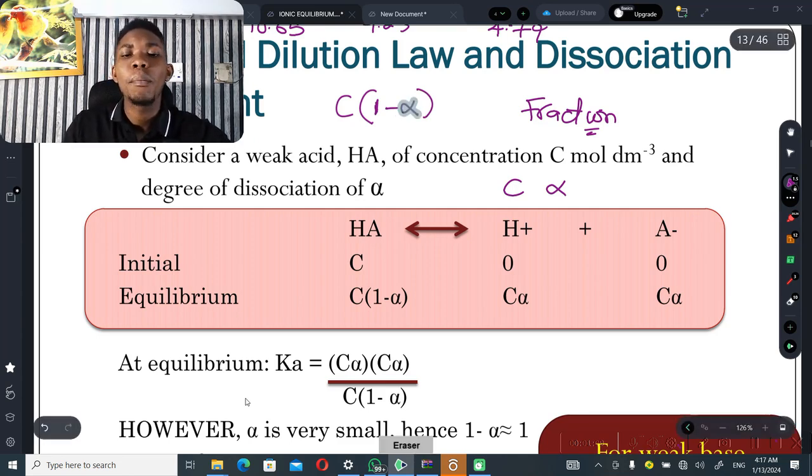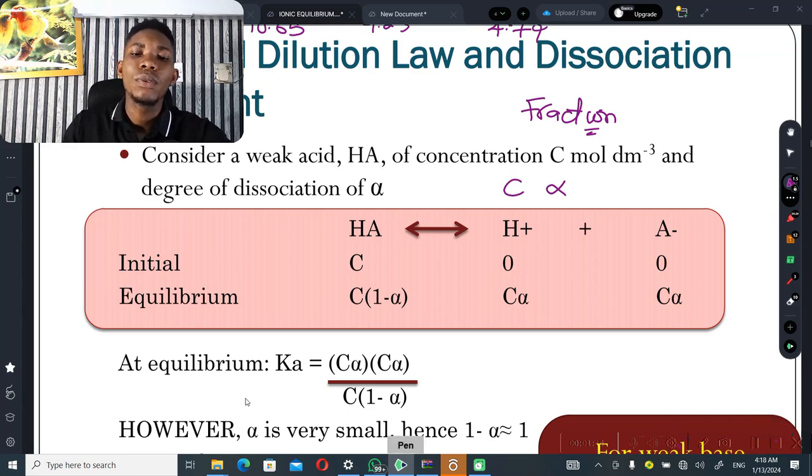So if you want to know the amount that has actually dissociated at any point in time, you are going to say C bracket 1, the whole compound, minus alpha, the fraction that has dissociated. Is that okay? So the whole compound at any point in time is indicated with what? C times 1. And of course, C times 1 will give us C. So that is that.